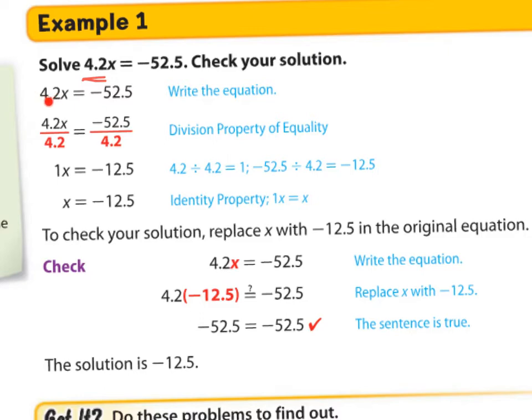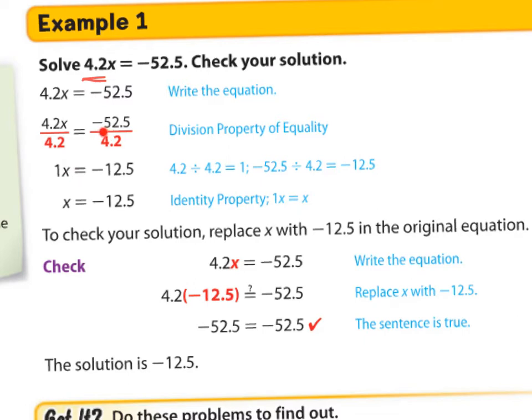So we're going to go ahead now, and we see that we have multiplication, so I need to use the division property of equality, which is the opposite. I divide both sides by 4.2. Notice that it didn't change to a negative. And then when I divide this side by 4.2, I get 1. But 1 times x is simply x. So this 1 in front of the variable is unnecessary. You don't have to write that. Just simply write the x.